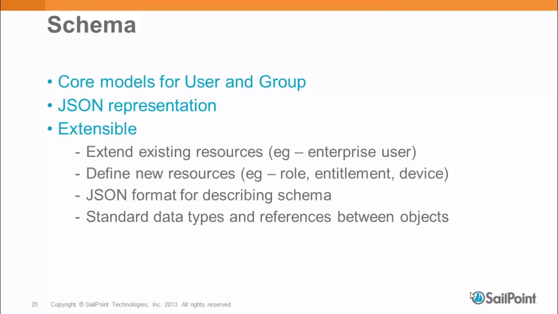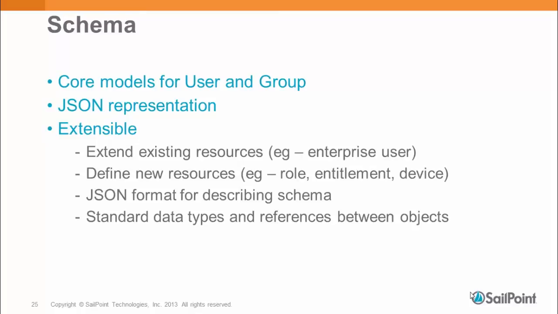So, first off, let's talk about schema. Schema is just a way that you represent objects, right? It is what defines an entity. In SCIM, there's a couple of core schemas that come in the SCIM spec. We have one for users, and we have one for groups. And those have JSON representations. We saw that example earlier of Barbara Jensen, of what that might look like. And like I said, it's extensible.